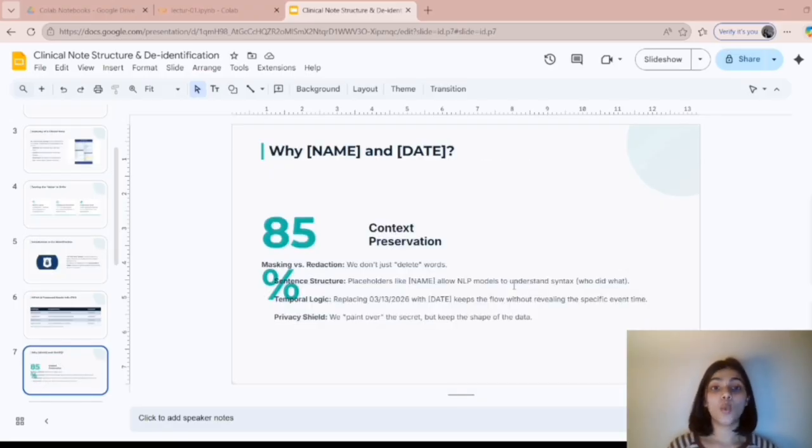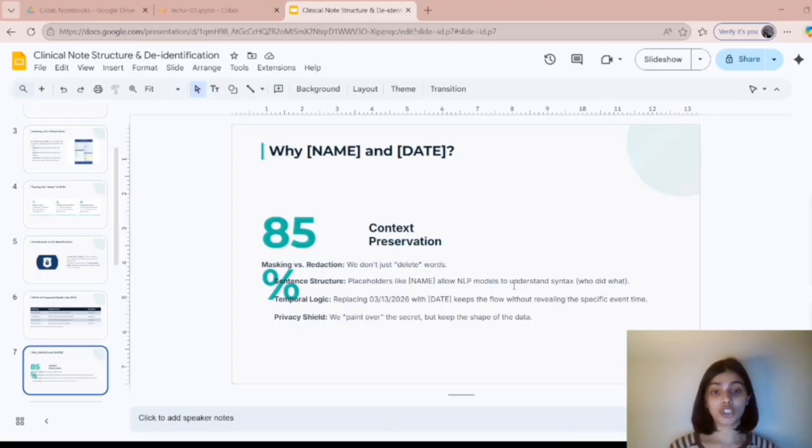Moving on, okay, why name and date? The pretty good part. I call it your masking and reduction, okay? So we have the context preservation. We have masking and reduction, the first thing. We don't just delete the words. We are not going to delete the words. We keep them so that we can use them in the next steps. Instead of just deleting the text, we preserve 85% of that text, allowing our NLP models to maintain the understanding of the syntax you're using and your temporal logic.